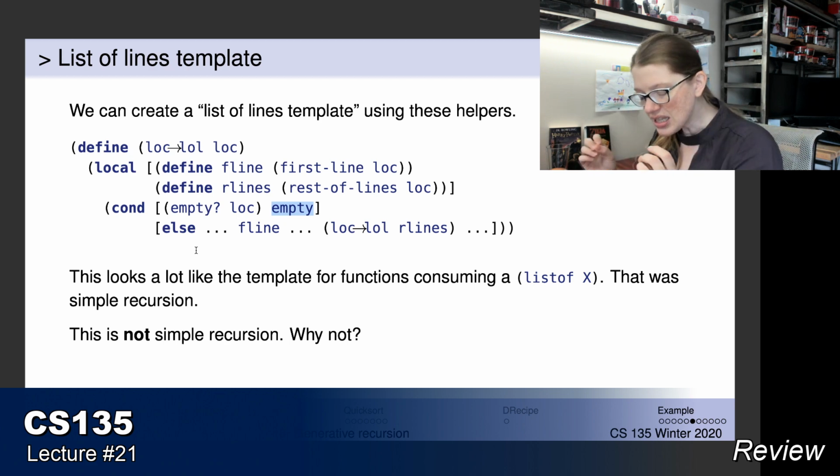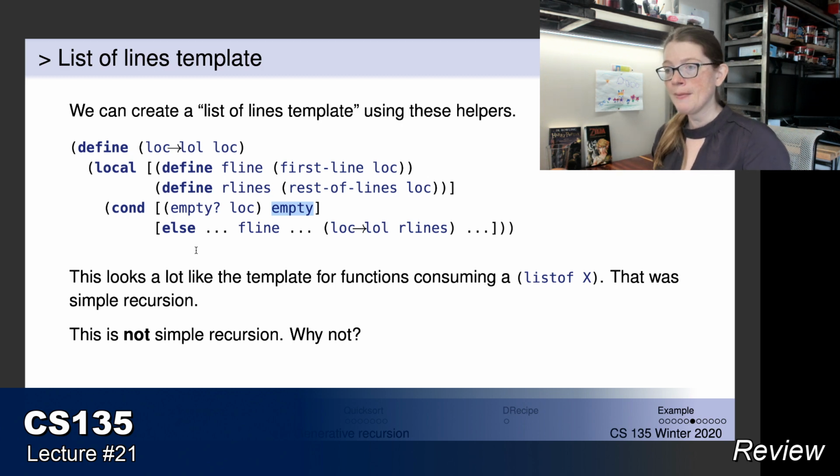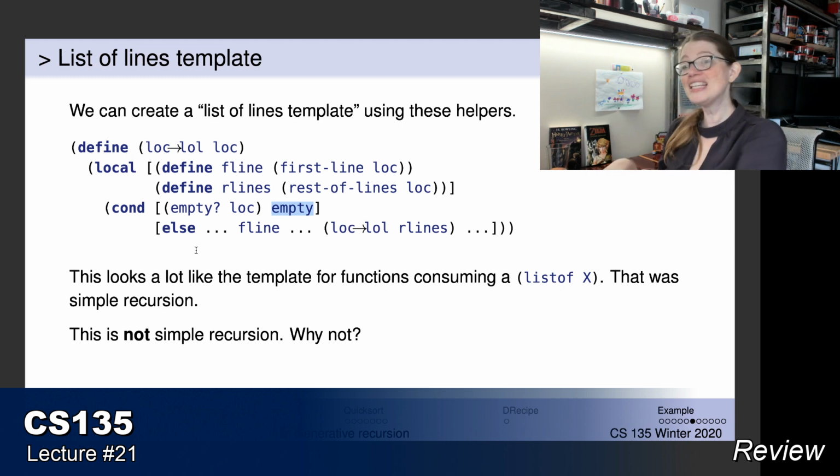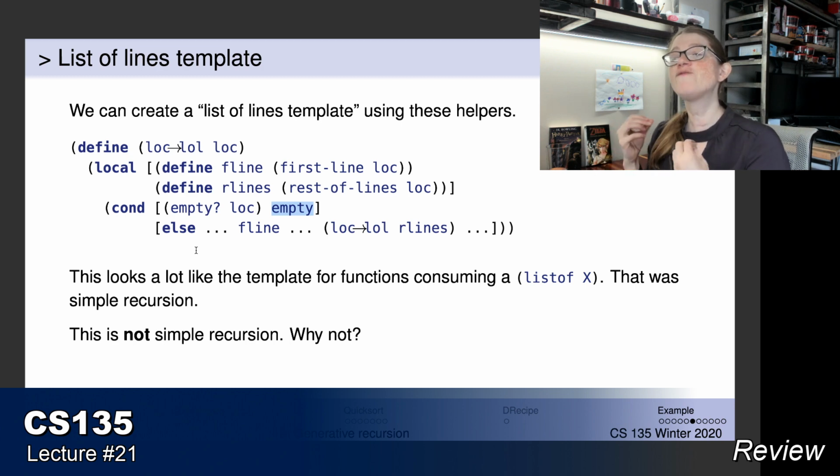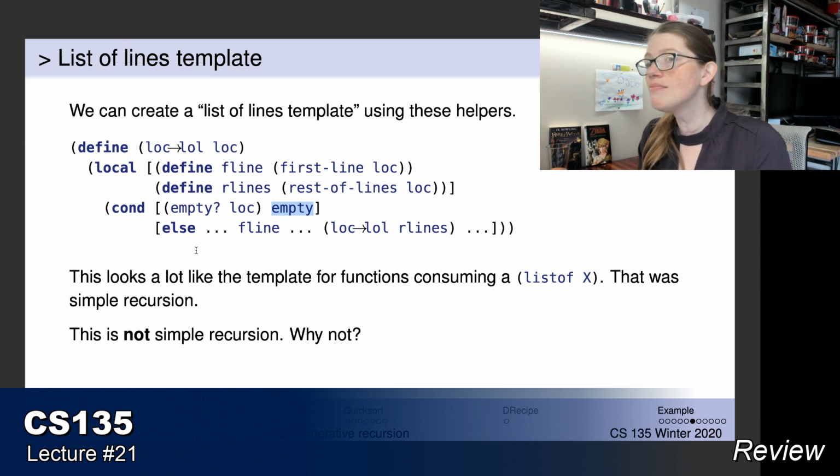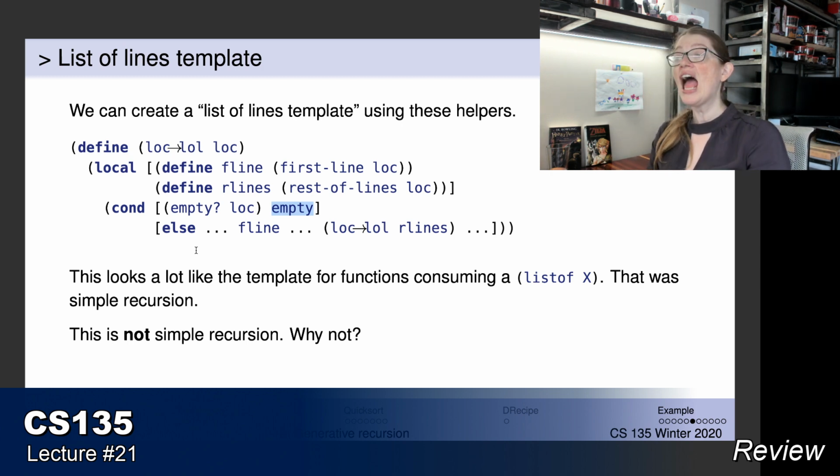And it looks like simple recursion, but this is not simple recursion. It's just not. Now, you might be having a hard time thinking, why is this not simple recursion? Because it looks exactly like it. But the thing you need to keep in mind is that first line and rest of lines, while those were simple, if we are now using those two functions to process a list, each application of that does not move us one step closer to our base case because our list is not a list of lines.